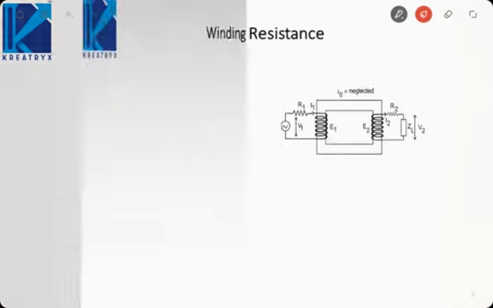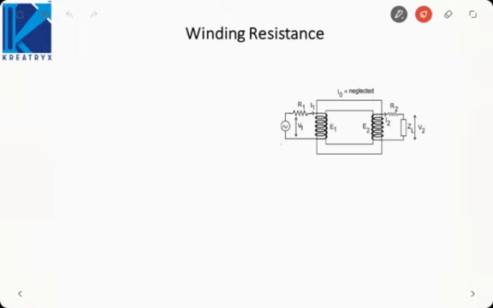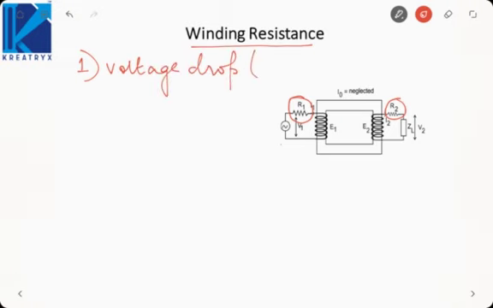So let us first consider the winding resistance in case of transformer. Now due to winding resistance, when current is flowing in the winding, there will be some losses. So winding resistance has been represented by R1 in the primary and R2 in the secondary winding. Now these resistances will have two effects. First effect is voltage drop, which is equal to I into R. Next is the ohmic loss, which is equal to I square R.